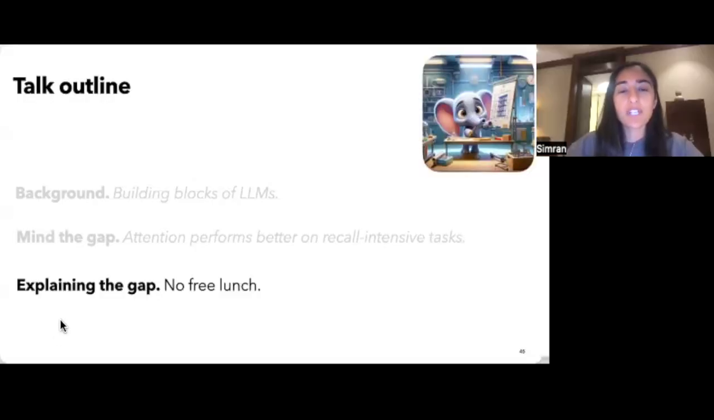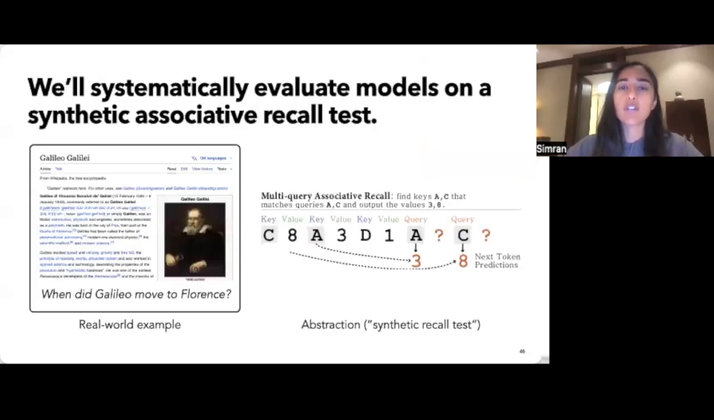Thanks, Sabri. Sabri showed that the strongest efficient architectures really struggle to perform recall. I'll demonstrate why and then show our solution, a new architecture called BASED, which makes progress in closing the gaps to attention. So to study the recall problem, many works have taken the real task and abstracted it into synthetic tests. For instance, in the test on the right, the model is given a context of key value token pairs. C maps to 8, A maps to 3, and so on. The model then needs to use this information seen in context to answer queries on the right-hand side.